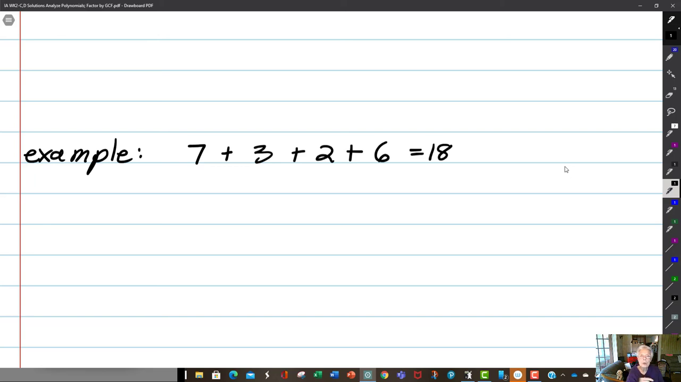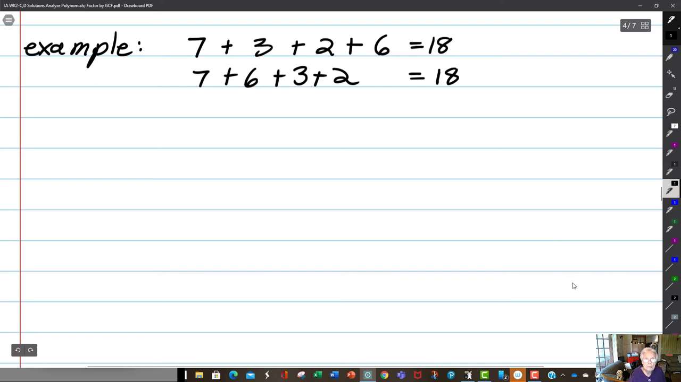But when I'm adding numbers, order doesn't matter. I can change the order if I want to. 7 plus 6 plus 3 plus 2. 7 plus 6 is 13. Plus 3 is 16. Plus 2 is 18. It equals the same thing. Order doesn't matter when you're adding. Now, I could completely change the order to 2 plus 7 plus 3 plus 6. 2 plus 7 is 9, plus 3 is 12, plus 6 is 18. Order doesn't matter when you add.